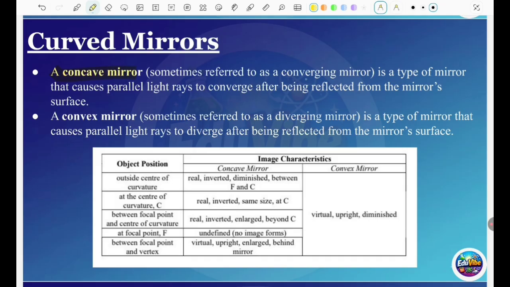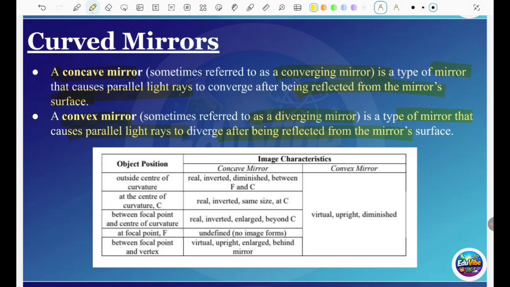The concave mirror is sometimes called the convergent mirror, and this type of mirror causes parallel light rays to converge after reflecting from the mirror's surface. So this is the concave mirror, and the convex mirror is the diverging type of mirror that causes parallel light rays to diverge after reflecting from the mirror's surface. That is all stuff we covered already.